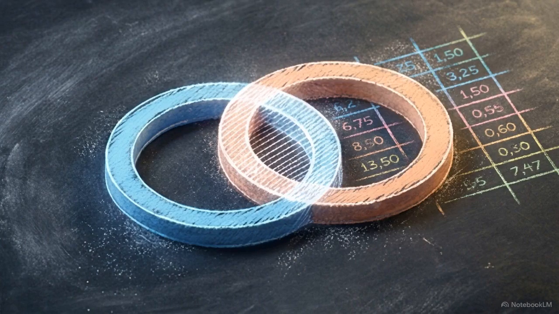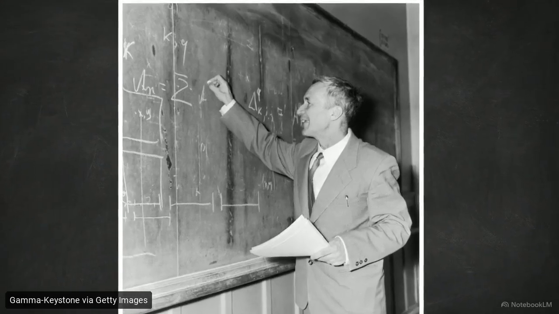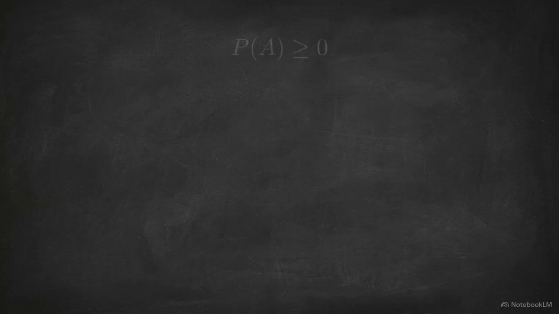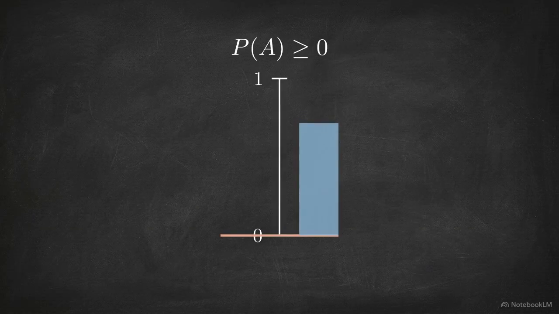Set theory defines the shapes of these events, but we need numerical values to calculate probability. Andrei Kolmogorov formalized the three axioms used to assign these values. The first axiom is positivity. Probability must be 0 or greater.